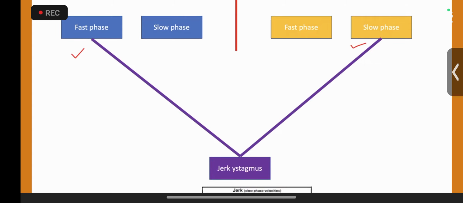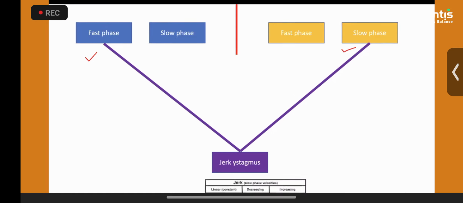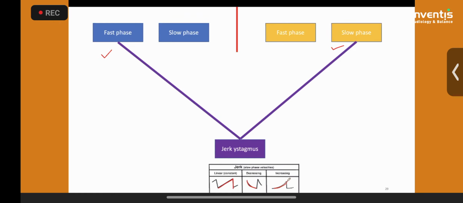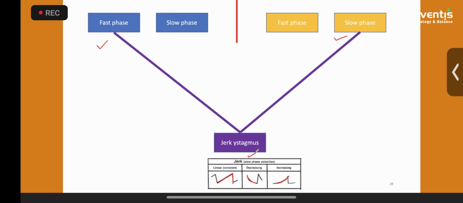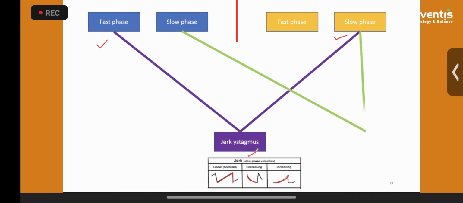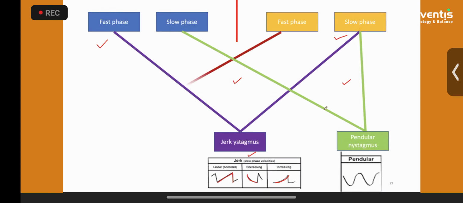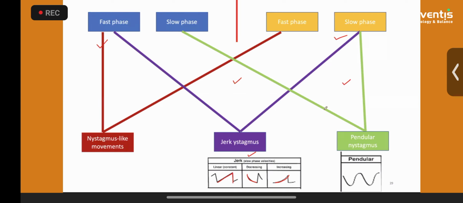So there are three types of jerk nystagmus: with a linear slow phase, then with an exponentially reducing velocity, and exponentially increasing velocity slow phase. Then if the extraocular eye movement is showing both slow phases, it is called pendular nystagmus. And if there are both fast phases, there is not a single slow phase, then it is called nystagmus-like movement. It is not nystagmus.